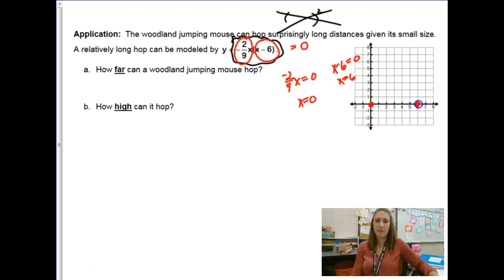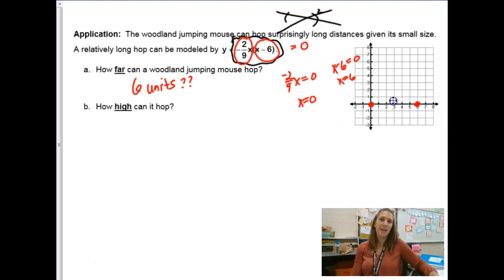So if you're thinking about the context of the problem, this is the mouse taking off, bing, and then he jumps and he lands and he hits the ground over here at 6. I don't think they give me units, so I have no idea what units this is. Meters, feet, clearly not miles, that'd be weird. So the question is how far could he jump? 6, I'm going to say units. So whatever those units are, I don't know. I think it's actually meters. I don't remember.